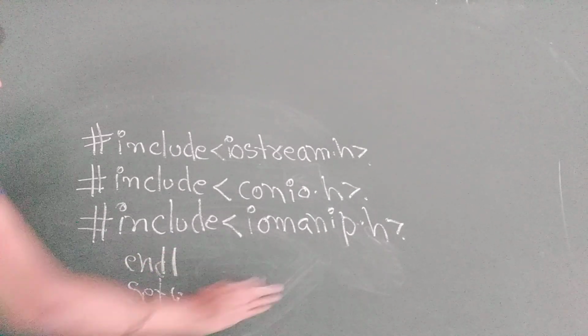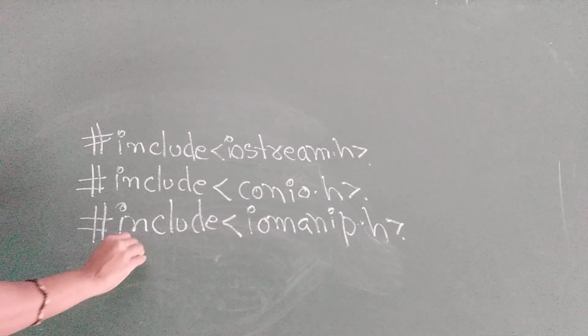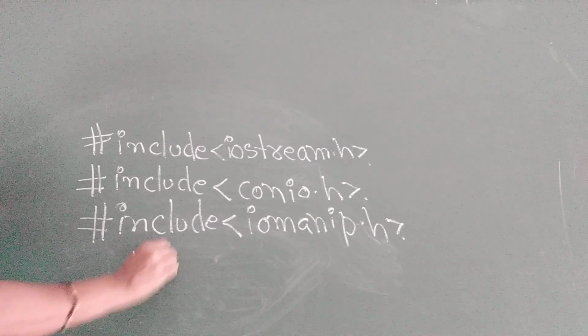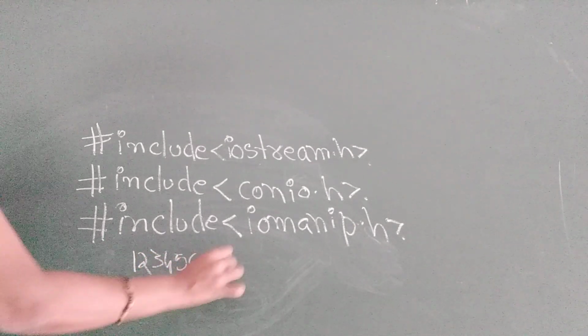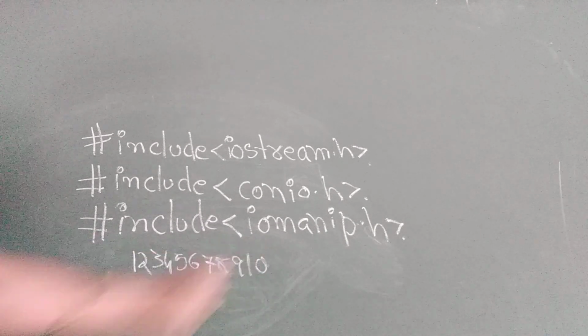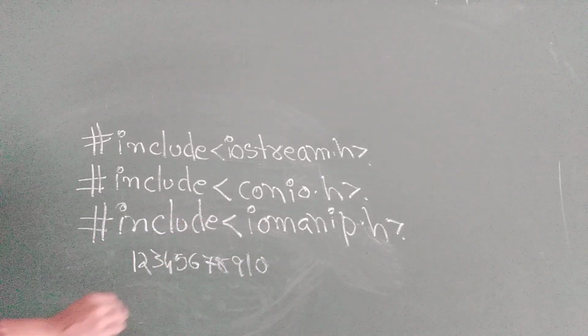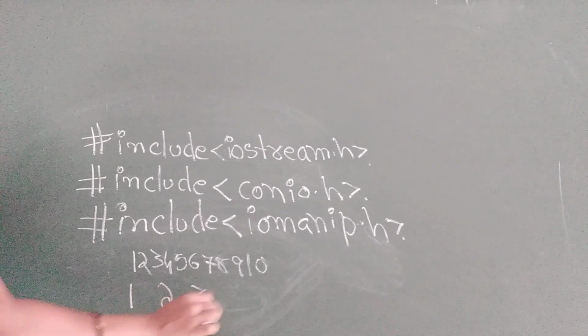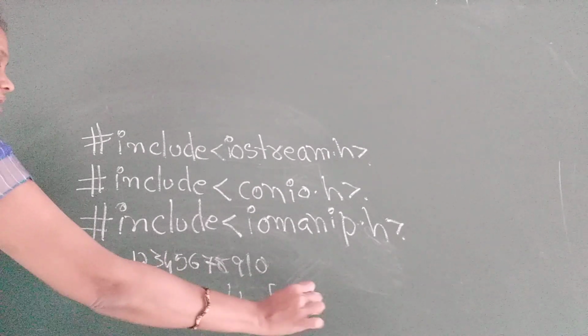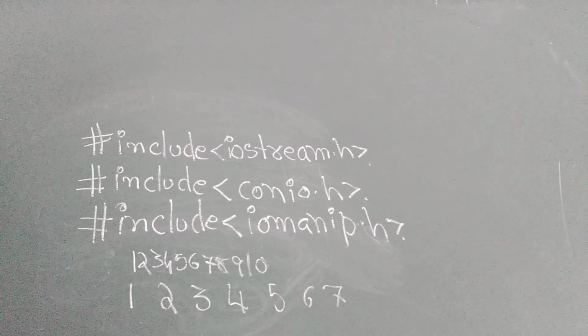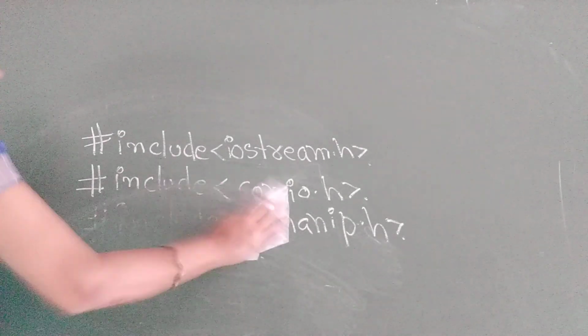What do you mean by setw? For example, there are 10 numbers: 1, 2, 3, 4, 5, 6, 7, 8, 9, 10. If it is like that, we will understand it as a big number. I don't want it. I want like this: 1, 2, 3, 4, 5, 6, 7. Okay? A gap should be there.